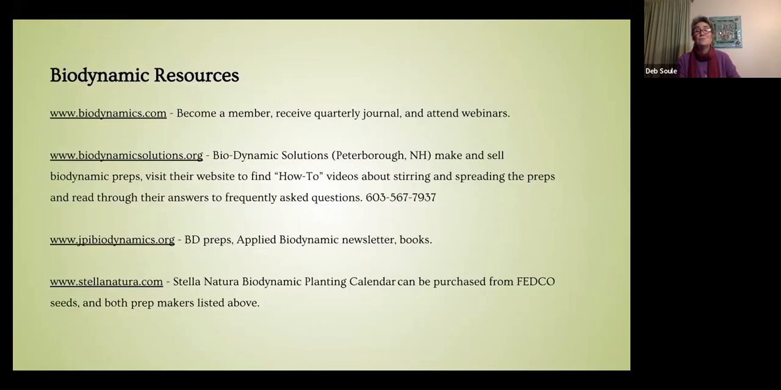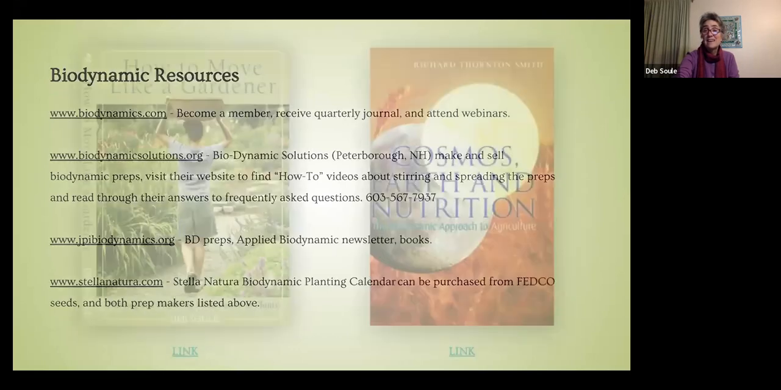So I've given you some resources, the Stella Natura calendar where you can order it. Those of you who might order from Fedco Seeds, they also sell the calendar. There's a wonderful prep maker here in New Hampshire, for those of you calling in from the Northeast, biodynamicsolutions.org, really wonderful people making their own preps. They also have some how-to videos on their website for those of you looking to try a little bit of biodynamics, as I say, as medicine for the earth. This is helping to support that.